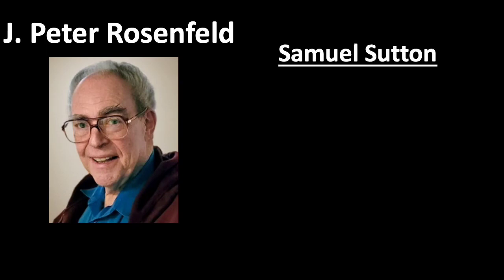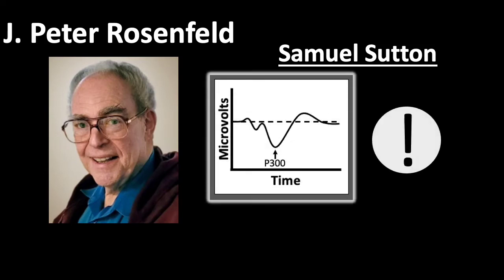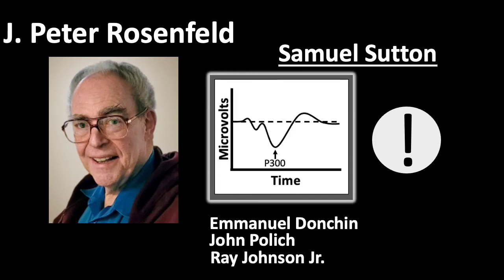Peter Rosenfeld, a cognitive neuroscientist, was inspired by Sam Sutton's research from the 1960s. Sutton had discovered a brainwave called the P300, which was generated when an individual saw a meaningful stimulus. The P300 brainwave was and still is the center of much attention in the scientific community, and scientists like Emanuel Donchin, John Polich, and Ray Johnson Jr. popularized the brainwave as an index of memory recognition, among other competing theories.